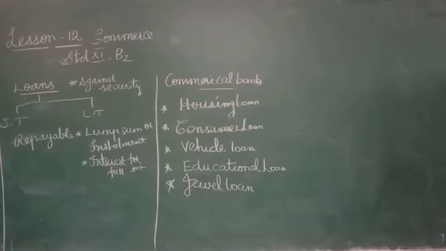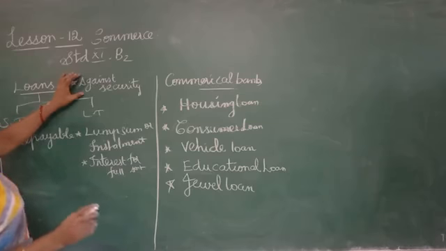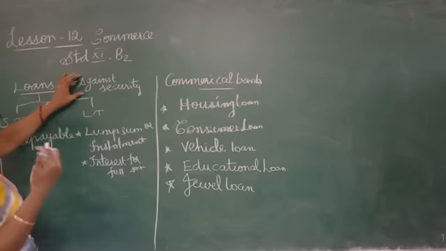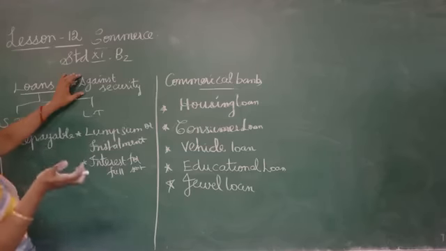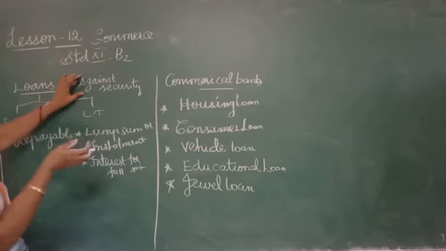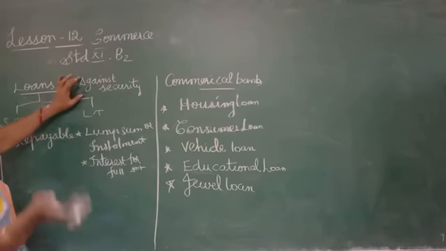Now let us see about loans. Loans are short term loans and long term loans. They are going to give the loan along with the collateral security. Security means if you are going to get a housing loan, the housing title deeds will be with the bank, and then they are going to hypothecate the deed and give the money.